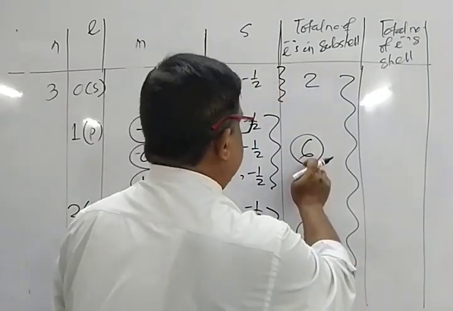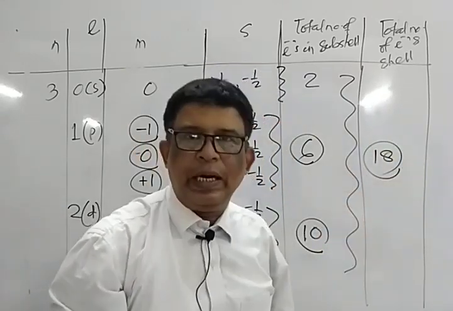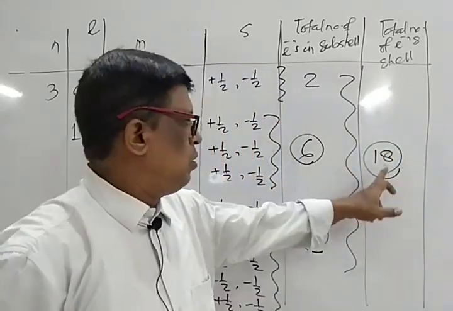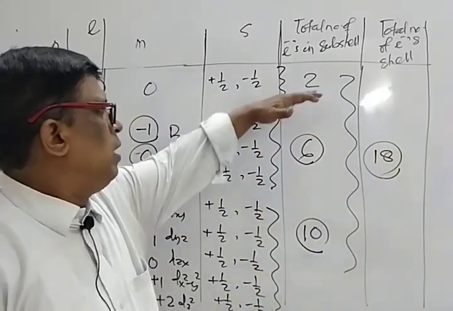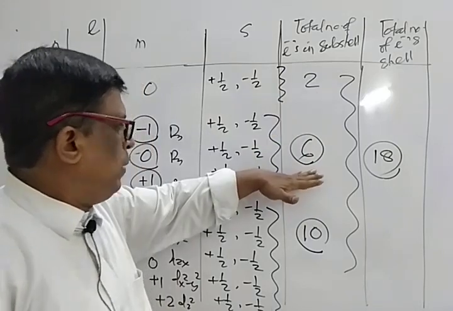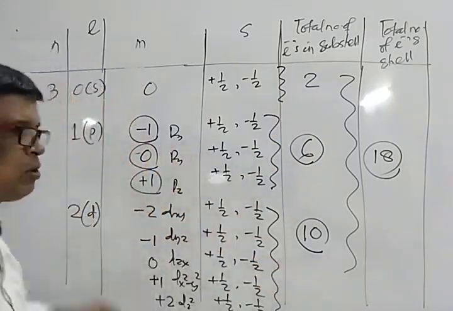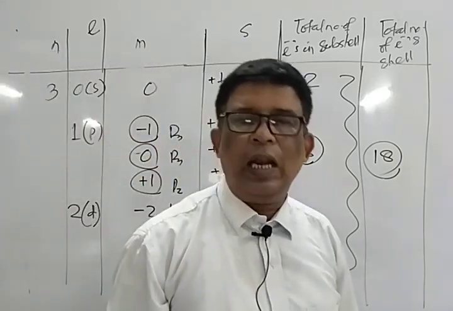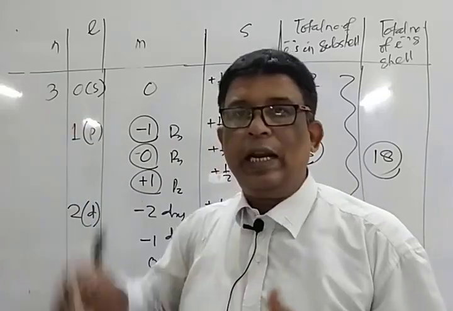Total 10 plus 6 plus 2, that is, the total number of electrons present in the third cell is equal to 18. These 18 electrons are divided into subcells: S subcell 2, P subcell 6, D subcell 10, and this is the distribution of electrons. Similarly, it is homework for you to calculate how the electrons are divided in the fourth cell.